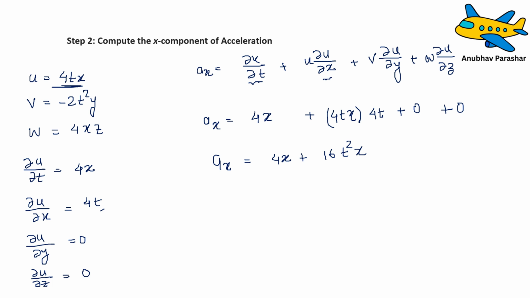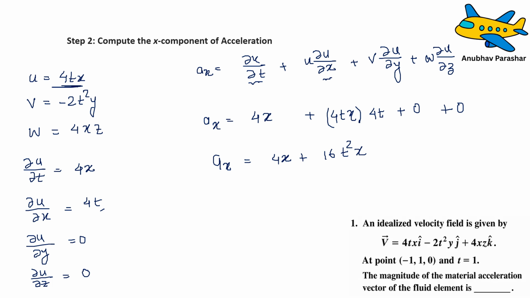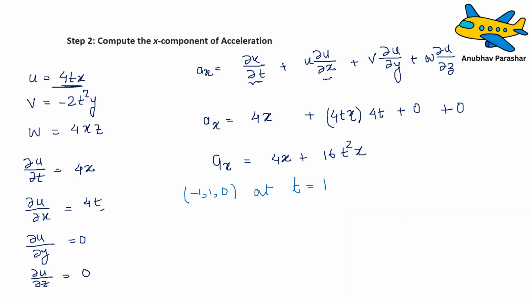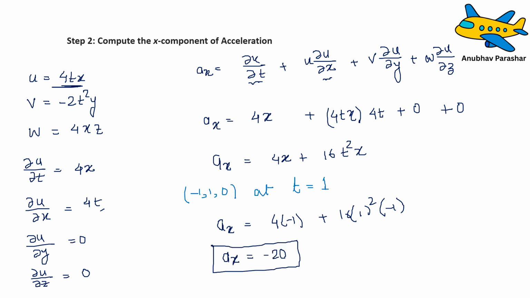We are required to find out the acceleration at point -1, 1, 0 as given in the equation, at time t equal to 1. If you go back to the equation, this is where we need to find out the acceleration. If you substitute the values, 4x means 4 into -1, plus 16 into 1 square into -1. So it is coming out to be -4 minus 16. So acceleration in x direction is going to be how much? -20. Similarly, we can calculate the y component of acceleration.